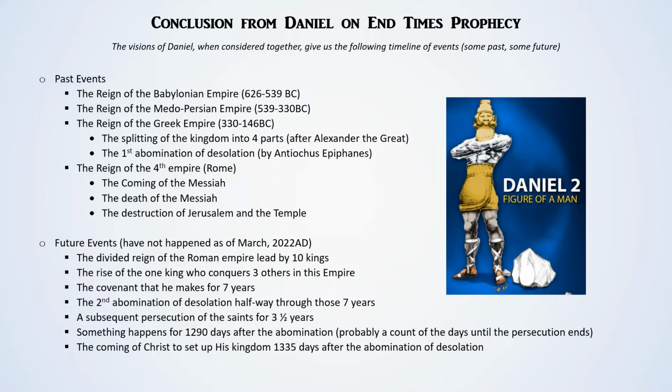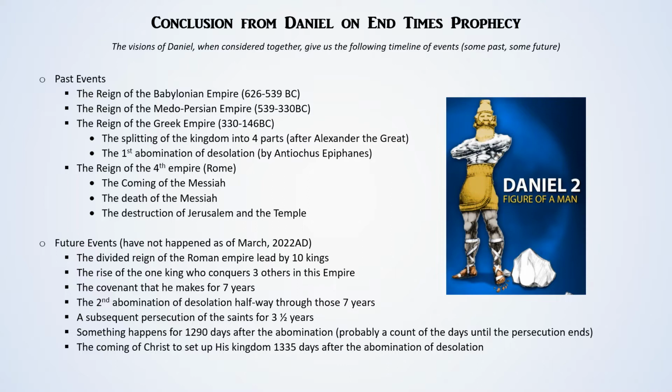Then one king is going to rise and conquer 3 of the others in this empire. And sometime after that, or maybe in the process of conquering the others, he's going to make a covenant apparently with Israel for 7 years. Halfway through those 7 years, he's going to commit an abomination in the temple, somewhat similar to what happened in Antiochus Epiphanes' days. And after that, there's a subsequent persecution of the saints for 3.5 years.